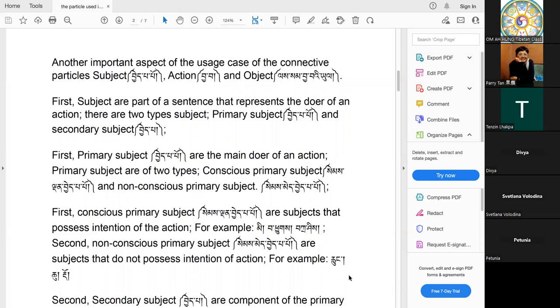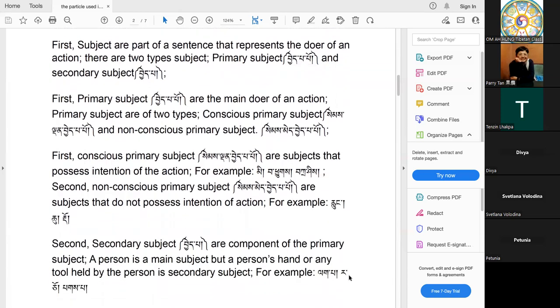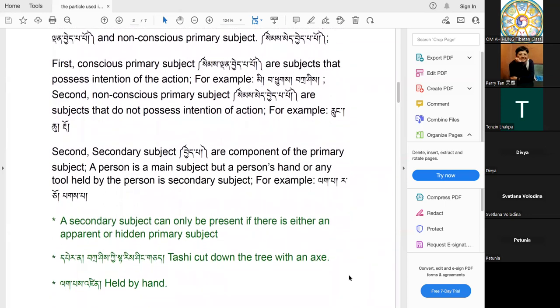This is something we'll also understand. Now the second is the secondary subject. So what is the secondary subject? Secondary subjects are components of the primary subject. A person is a main subject, but a person's hand is a component. Or any tool, like a hammer, axe, or car, are all secondary subjects because they require the person to operate them.